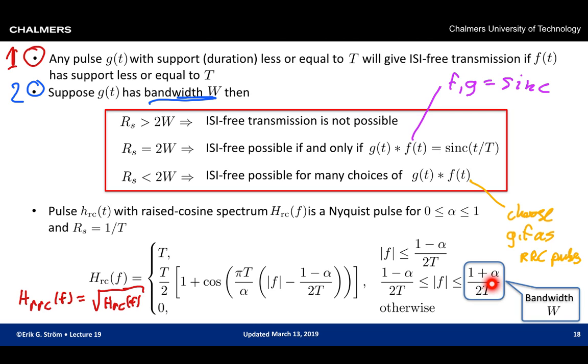Okay, and this alpha is something that we tune. Alpha is a number between 0 and 1. So which means that we have a family of pulses here. So essentially, if we have a certain bandwidth W, then we put this equal to W, and that gives us the alpha and t, or the possible combinations in alpha and t that fulfill this.